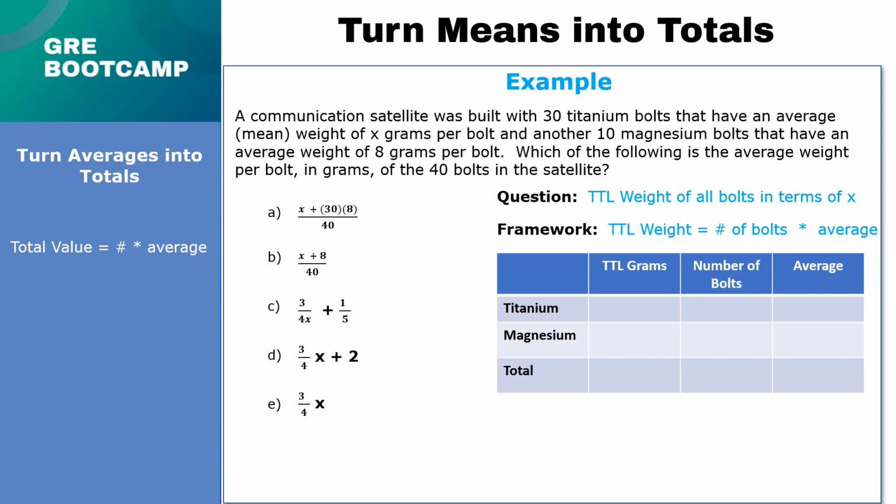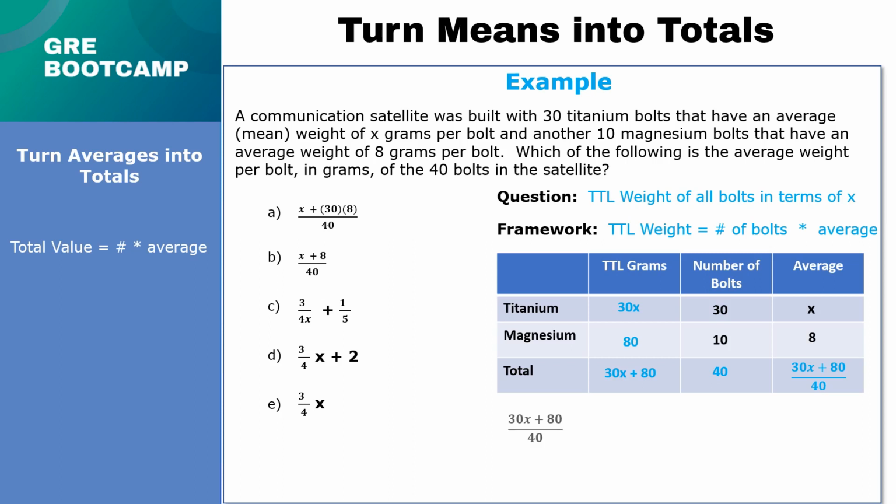So now let's just fill in what we know. Well, we know we have 30 titanium bolts, and the average weight of each bolt is x. So that means the total weight of all 30 bolts must be 30x. We also have 10 magnesium bolts, and they weigh on average 8 grams. So the total weight of the magnesium bolts, well, that's 80 grams. To get the total weight of all the bolts, just add together the weight of the titanium bolts and the magnesium bolts, and that turns out to be 30x plus 80. Now the total number of bolts we have, well, that's 40. So that means the average of all the bolts must be (30x plus 80) over 40.